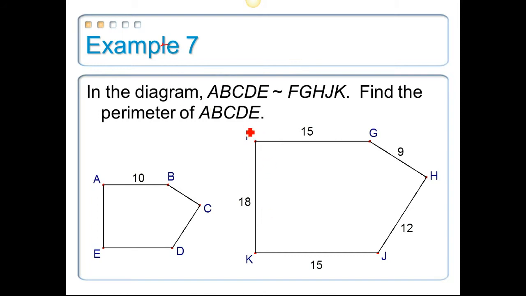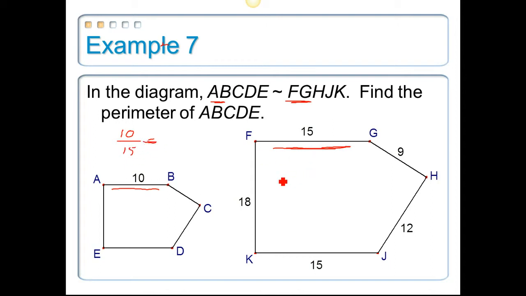So it says in the diagram, the pentagon ABCDE is similar to FGHJK. Find the perimeter of ABCDE. Now the problem is we only know one side in ABCDE, only A to B. And A to B, according to the similarity statement, corresponds with F to G, which is right here. So we can get a scale factor there, or we can just set up a proportion. So I'm going to go 10 in the small is corresponding to 15.